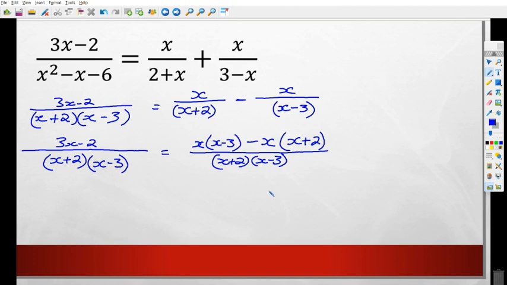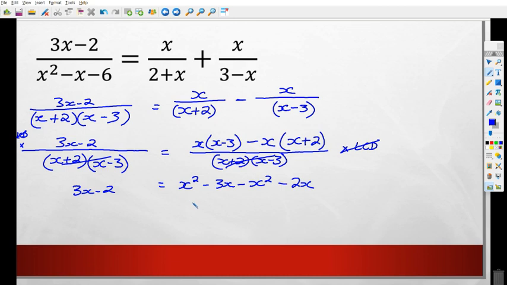The x plus 2. Alright, now I see I've got this ugly LCD here at the bottom. It's looking kind of ugly and it's making the page look long. What am I going to do? I want to get rid of it. So I multiply by my LCD on both sides. My LCDs are going to cancel. Gone is my denominator. Alright, then I'm left with 3x minus 2 equals x squared minus 3x minus x squared minus 2x.